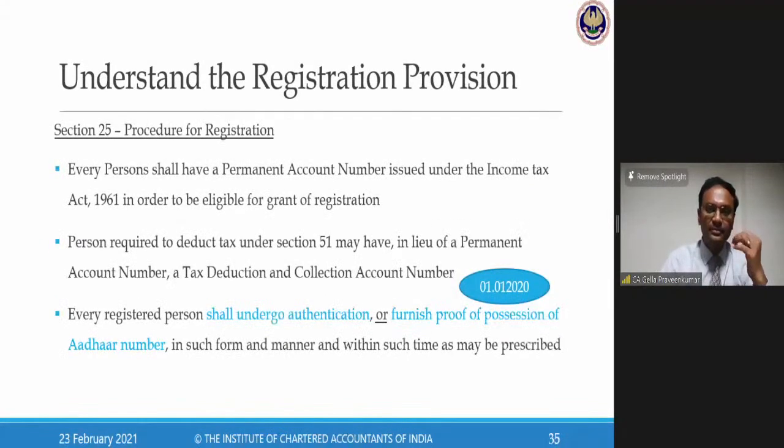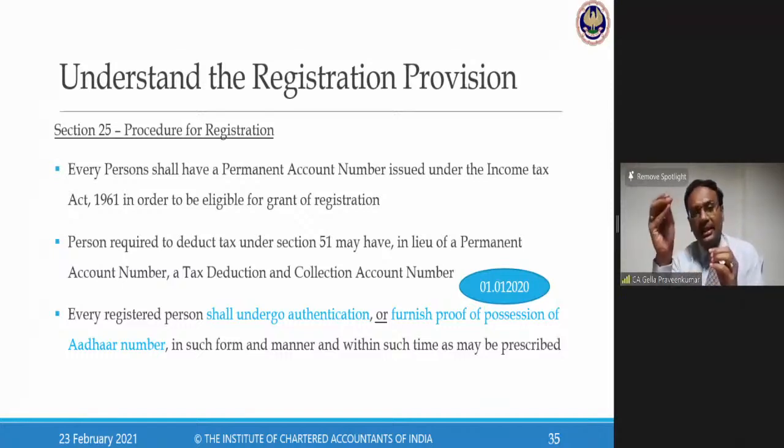Next. This is one provision which has come from 1st January 2020. Examination: a 2-mark question you can expect on how the registration happens, what the basic requirements are, and what is the purpose of this Aadhaar authentication. Now here they say, under GST law, with effect from 2020, they brought in a provision where unless you have a PAN, I don't give you a registration.